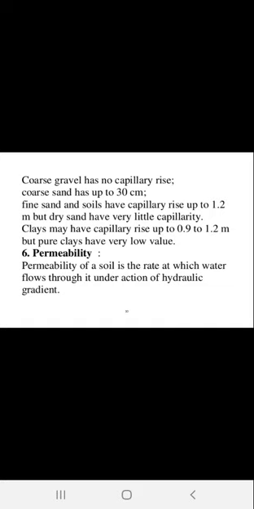And your next parameter is permeability. Permeability is an important factor in the soil. Permeability of the soil is the rate at which water flows through it under the action of a hydraulic gradient, right? So what is a hydraulic gradient? A hydraulic gradient means that whenever there are two pressure heads, the first is your upper side and the second is your lower side. As per the difference in the pressure head, the water flows from the upper side to the lower side. This is also applicable in soil masses.